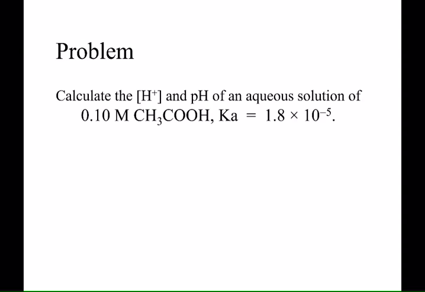So does this make sense? Whenever it gives the molarity of your weak acid, that's your initial molar concentration of this. So 0.10 moles per liter. And a certain amount of it ionizes to break apart to give you your acetate ion and your hydrogen ion. In this case, Ka is given, 1.8 times 10 to the minus 5th.